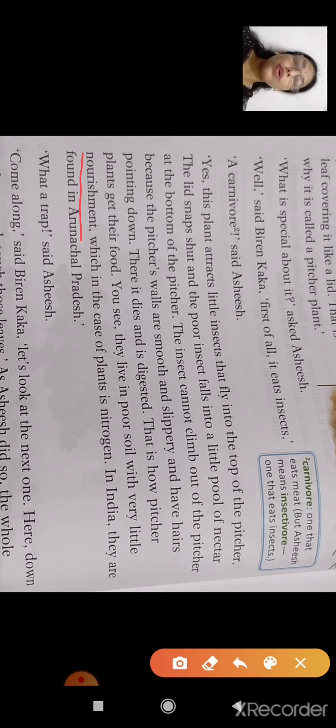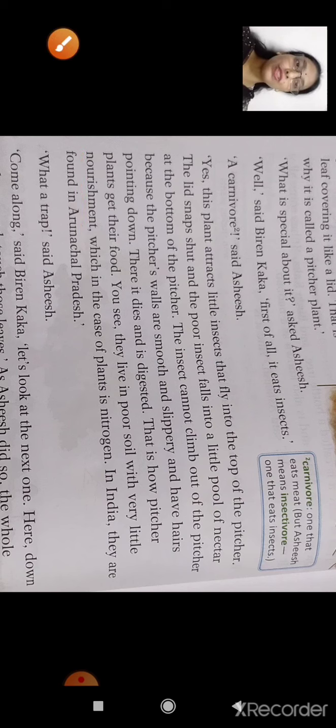Okay. Now, what are the nutrients they are talking about? They are talking about nutrients of plants, which in the case of plants is nitrogen. Okay, like the way carbohydrates, proteins, vitamins are nutrients for our body, same way for plants, it's nitrogen. In India, they are found in Arunachal Pradesh.